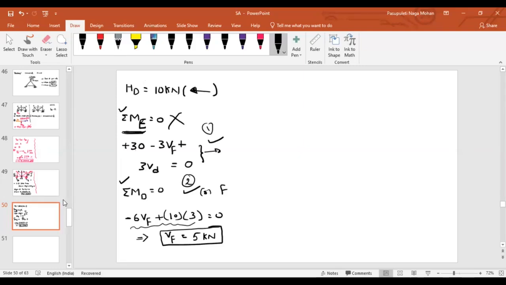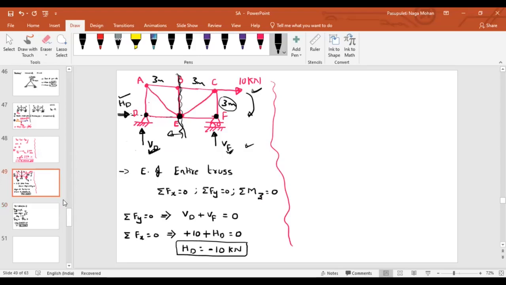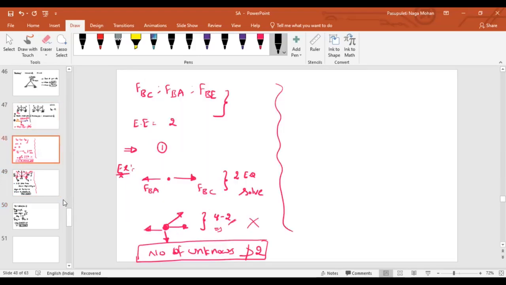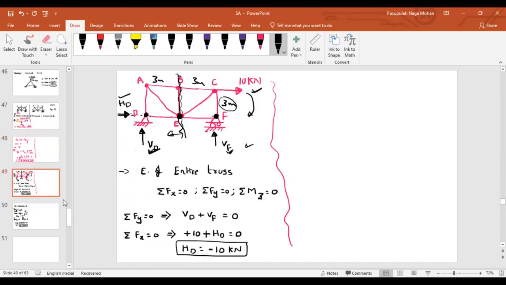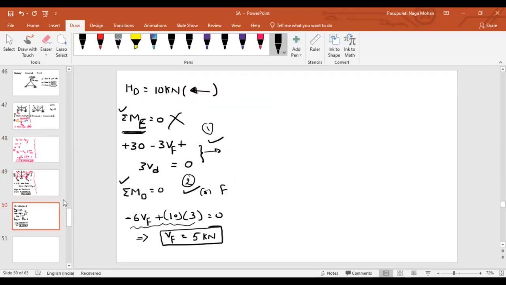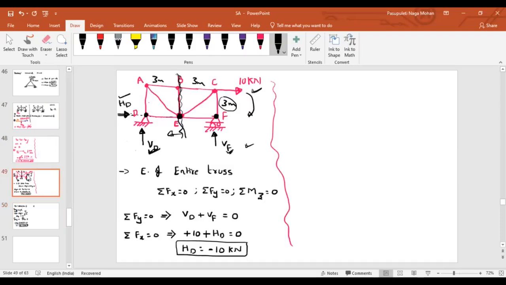What does it represent? Positive here means our assumed direction is correct. What is the assumed direction here? Initially, we assumed it in the upward direction. Yes, that means my assumed direction is correct. This force is also acting in the upward direction.